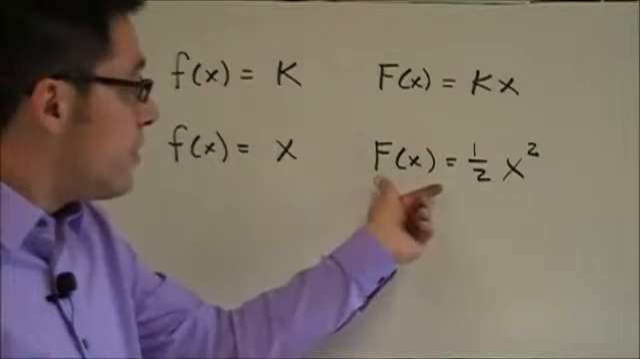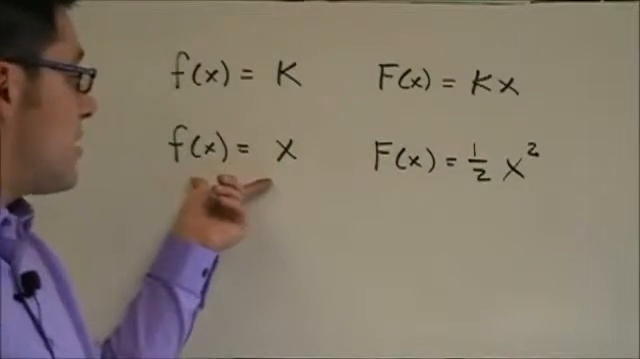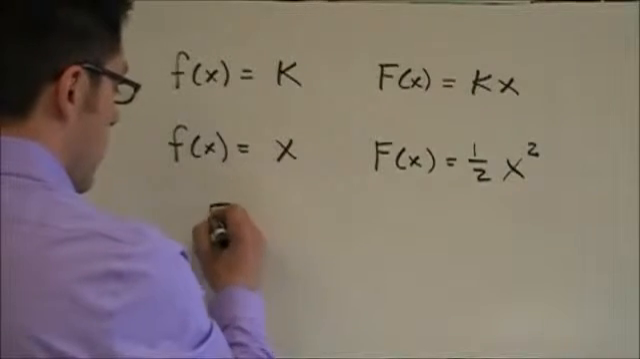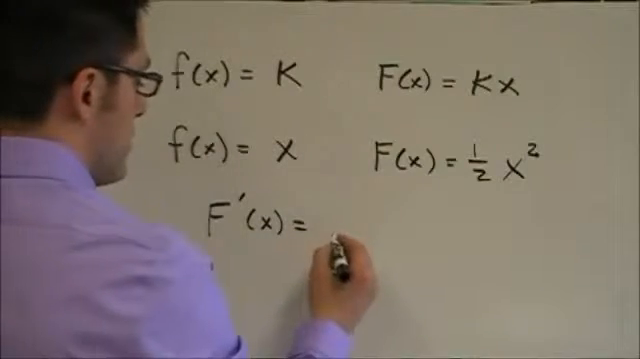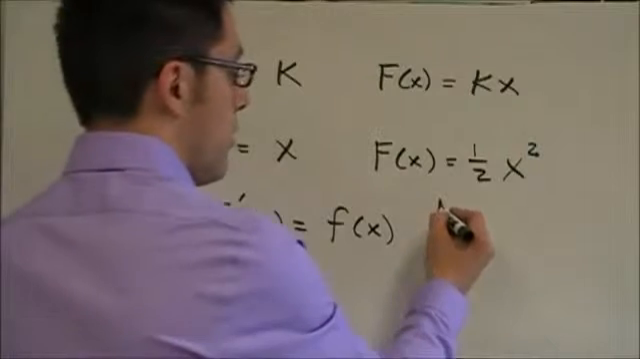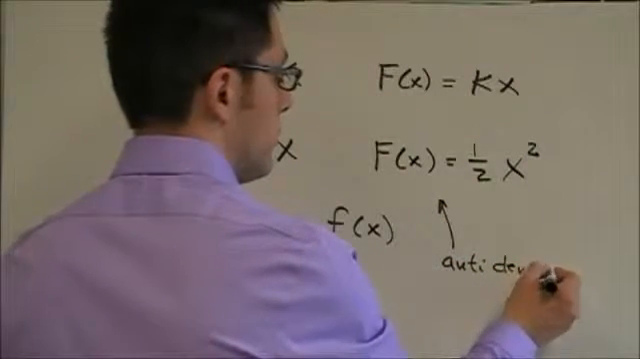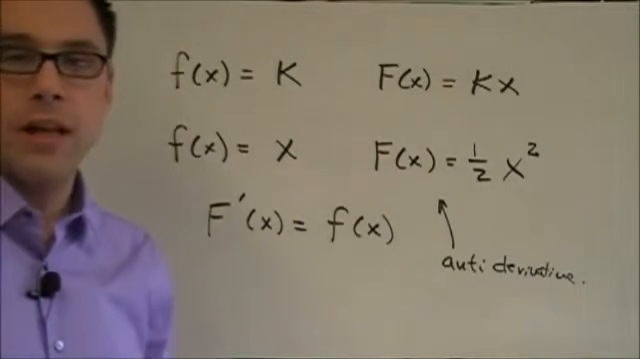That is, the derivative of this capital function, capital F I should say, really does give me my lowercase f. And in fact, it works. If you take the derivative of this capital F in both cases, I get my lowercase f. And therefore, this is the antiderivative. Okay, usually we, again, denote it with capital F.